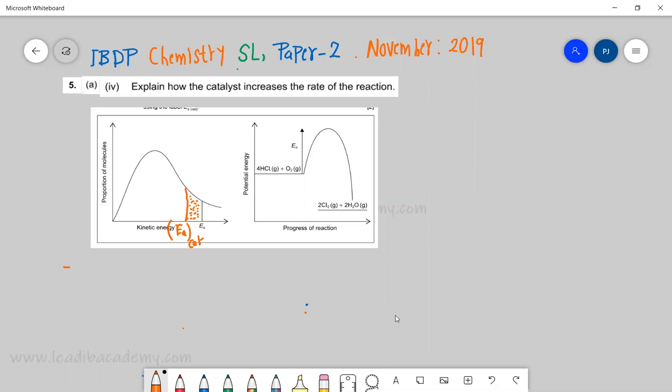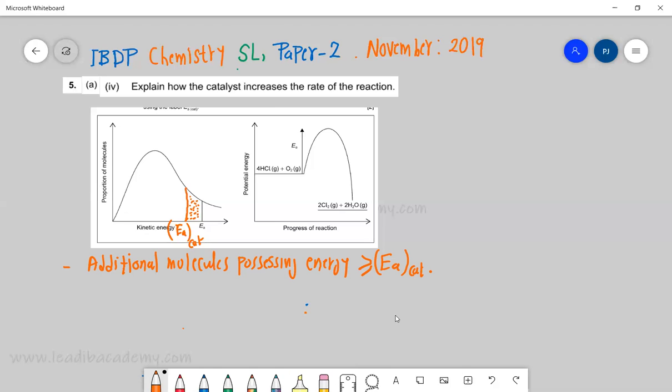So I'll say additional molecules possessing energy greater than or equal to EA catalyst. Okay, that means because of this we are going to get the additional molecules, whatever I have shown in the dotted.